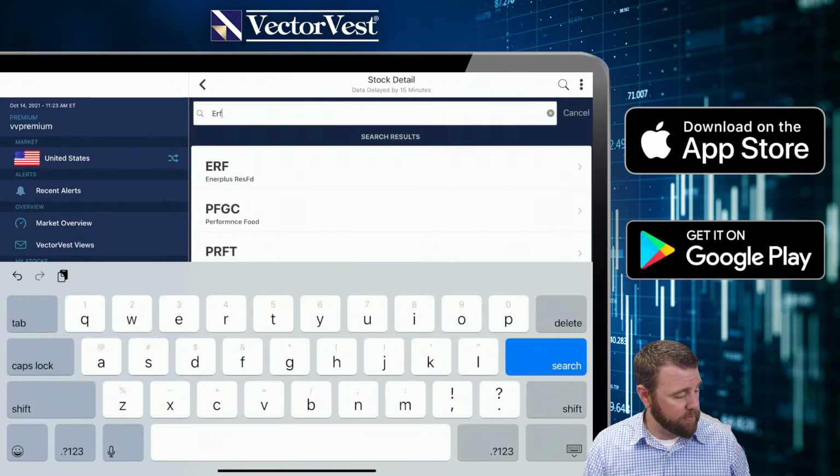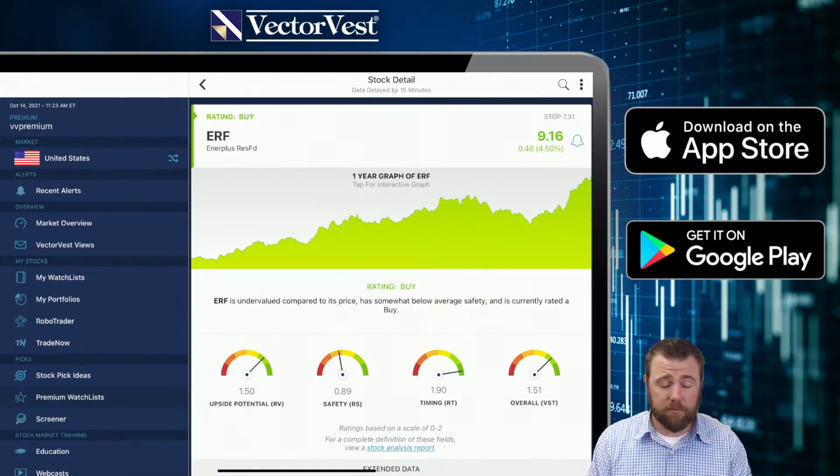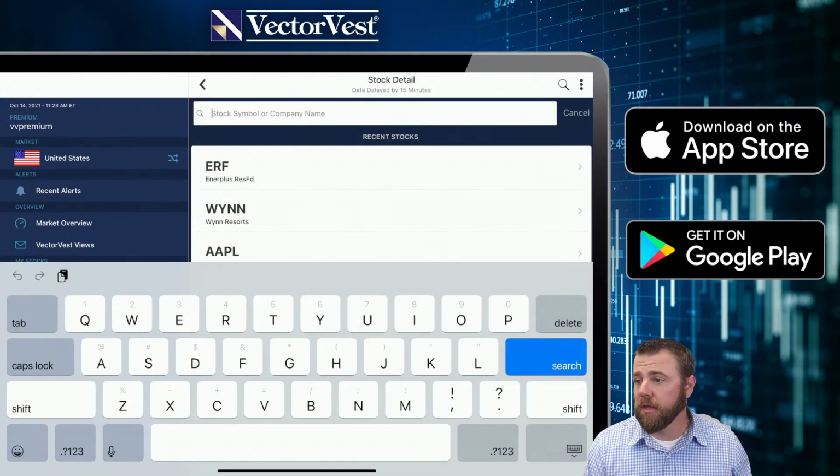ERF, good long-term potential, but does have a lot of risk associated with it. Man, look at that timing though. 1.9, a really strong short-term uptrend. Great momentum currently to the stock. So overall, stock's definitely favorable here.